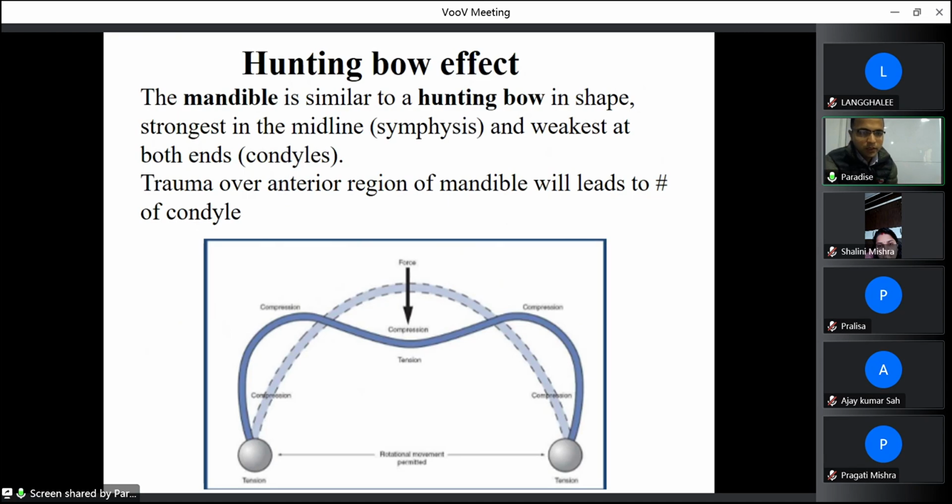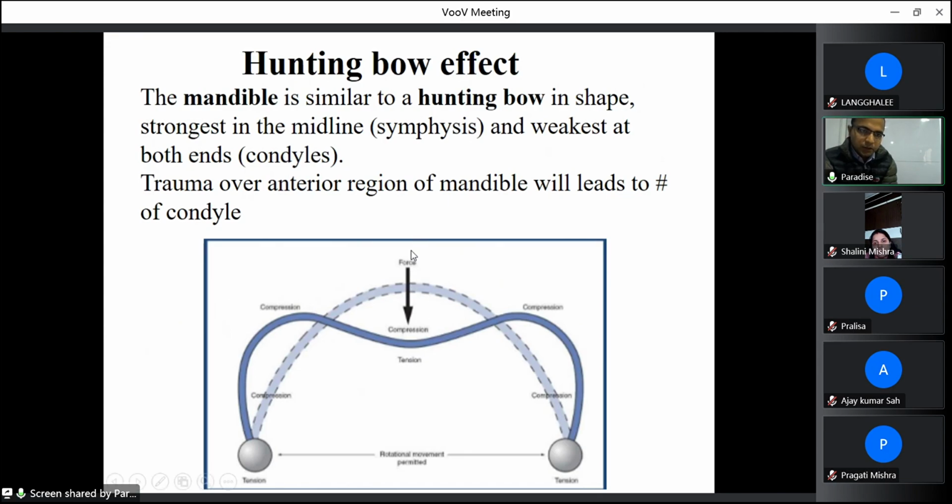So whenever there is trauma in the symphysis region, parasymphysis region, or angle region, even though there is no trauma in the condyle region, the condylar neck will get fractured. So whenever you find any fracture in the symphysis or parasymphysis region, you have to look for another fracture as well.